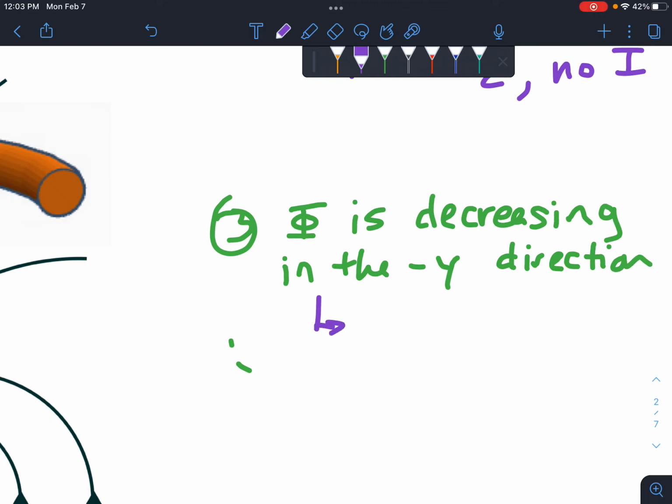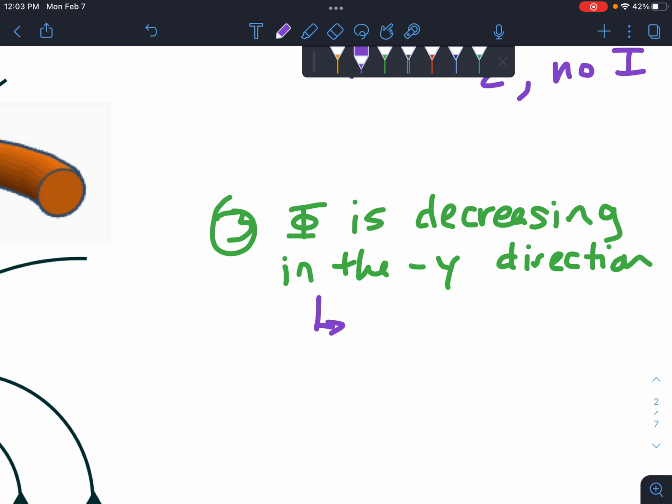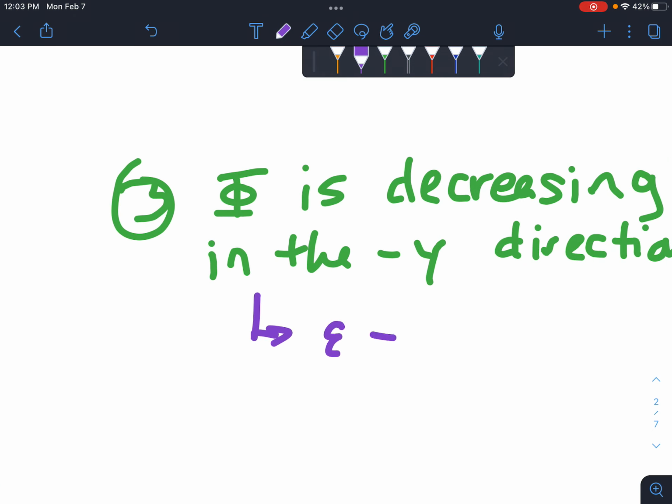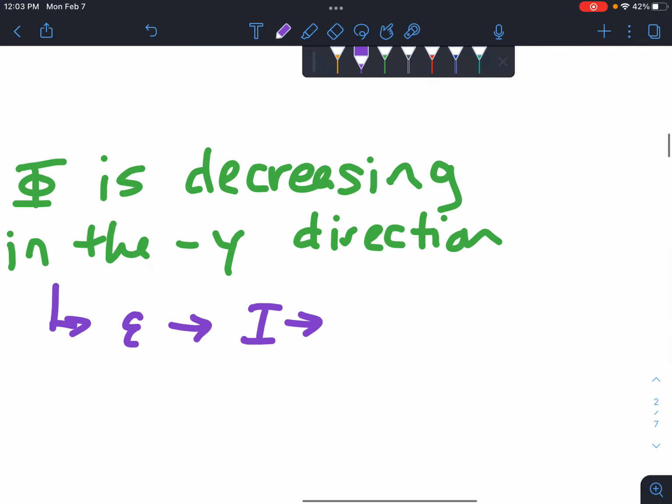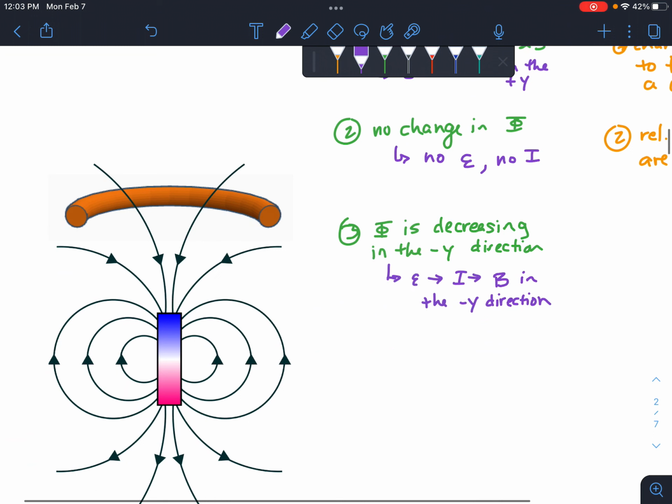And this will result in an EMF and in a current that produces a magnetic field in the negative y direction to oppose the change, right? The change is that there are fewer field lines going downward. To oppose the fewer field lines going downward, we have to put more field lines going downward. And what is that going to be? Well, using our right-hand rule, we can see that the current then has to be the opposite direction.